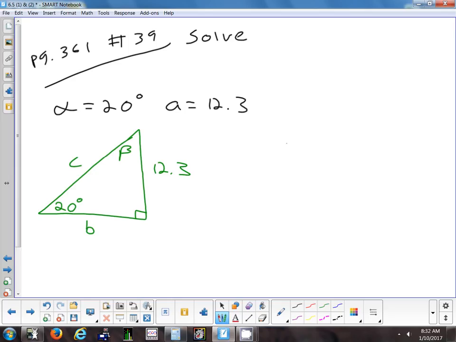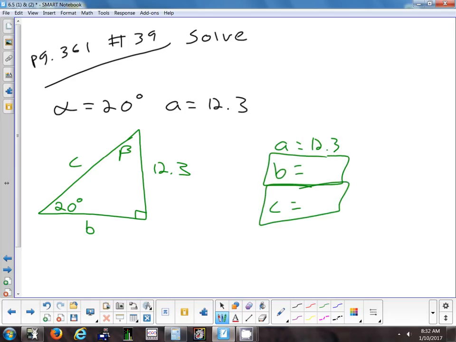All right, so I'll make my table. We've got A, B we have to find, and C we have to find. Alpha we already know is 20. Now beta we have to find, but we can do it pretty easily as we're setting up the table. How much is beta? 70.